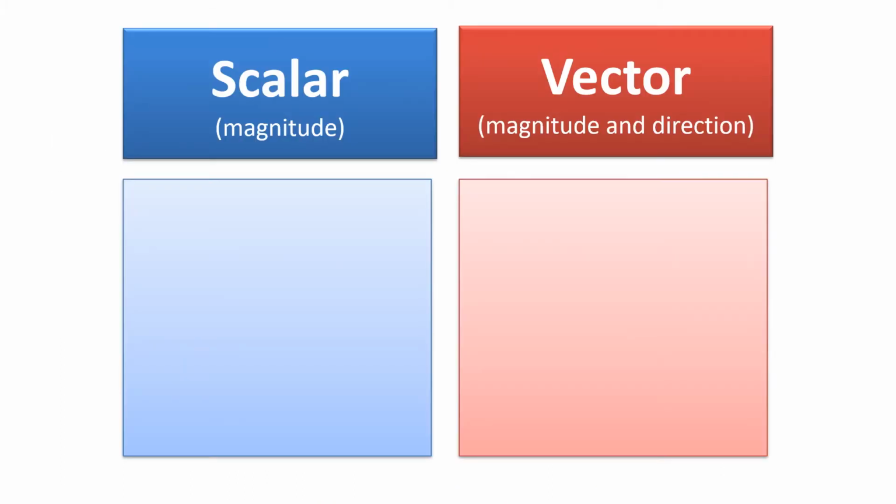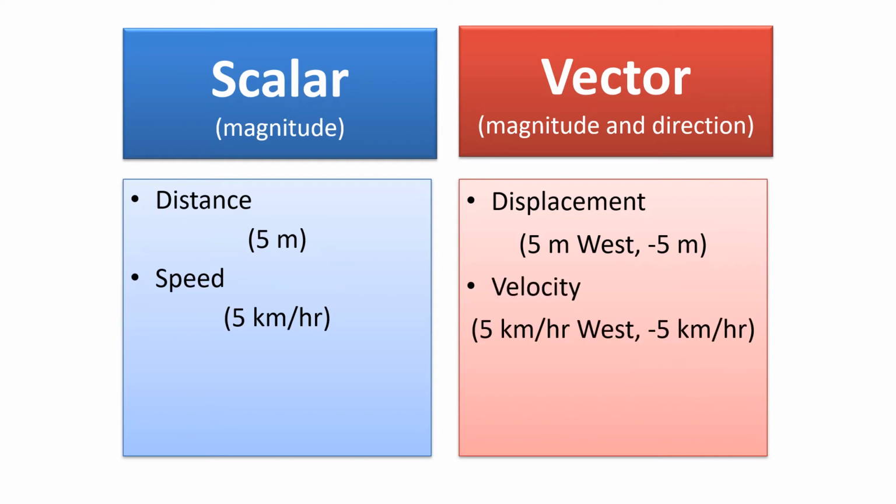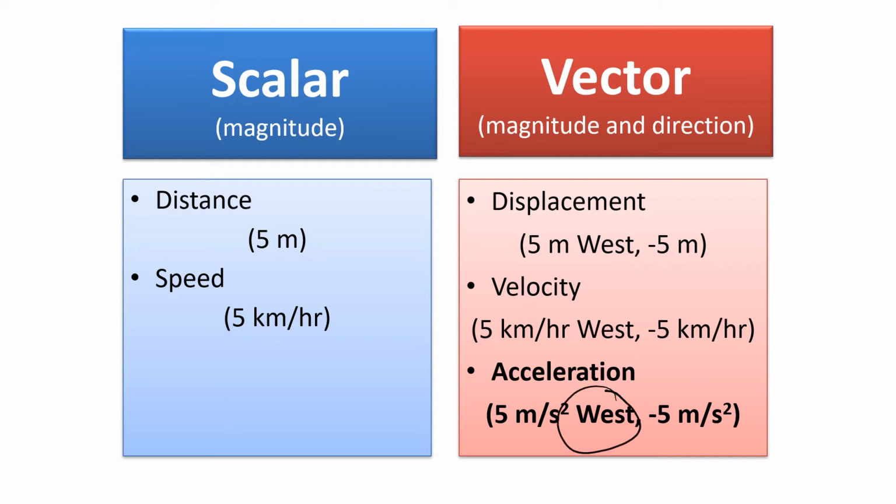So just a review of the scalars and vectors we've done so far. Distance is a scalar. Displacement is the vector version of distance. Speed is a scalar. Velocity is the vector version of speed. And acceleration is a vector, and there's no real scalar equivalent. But for acceleration, direction does matter. You could see 5 meters per second squared west is the same as saying negative 5 meters per second squared.